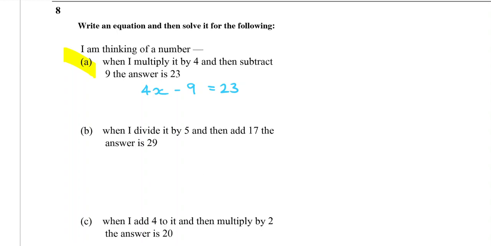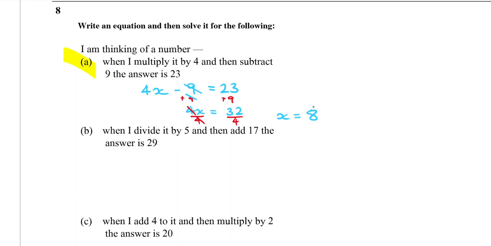So opposite of minus 9 is to plus 9. So we will have 4x equals 32. Then we're going to divide the 4, and I'm running out of room here. I might have to go sideways because I've run out of room. X equals 8. So the number we were looking for was 8.